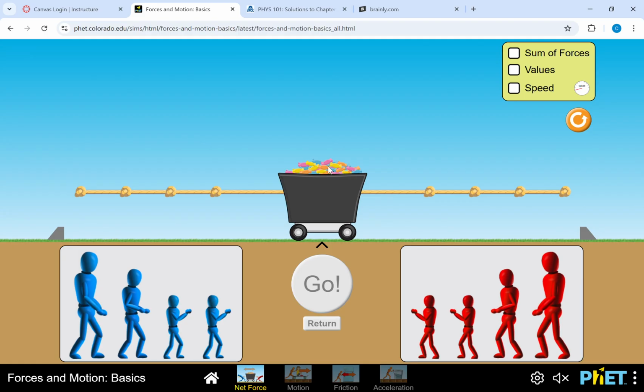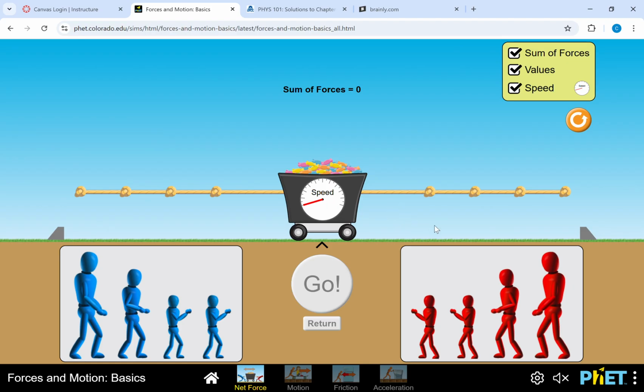This is a simulation representing a tug-of-war where each person has a different force value that they can apply onto the rope. The box in the top right corner allows us to see what the sum of forces are, the values of force for each person, and the forces in each direction. There is also a speedometer on the cart that shows when speed increases, decreases, or remains constant.